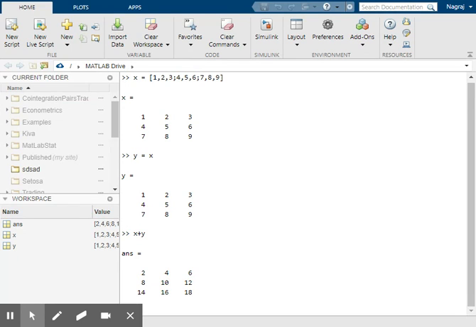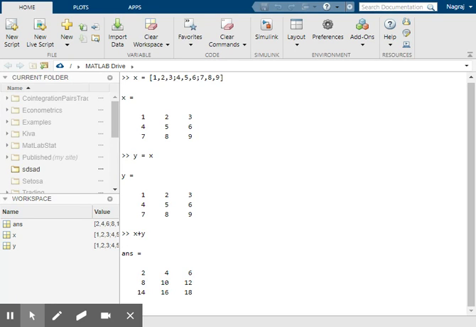For example, the first row and first column of x with the first row and first column of y, 1 plus 1, and that equals 2. The first column and the first row of x plus y is 2. And so on. The first row and the second column of x and the first row and second column of y add up, and that becomes 4. The first row and the second column of x plus y is 4.